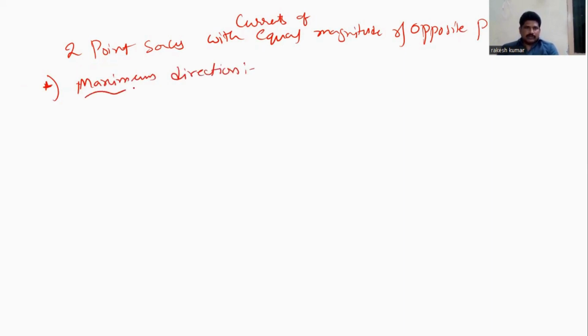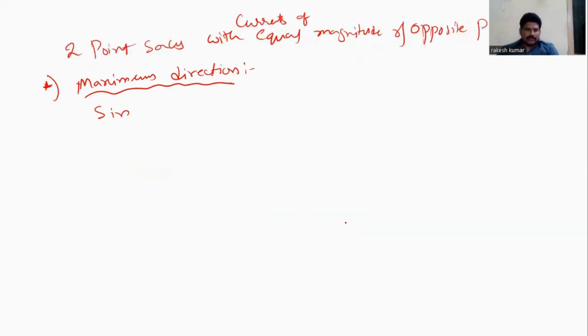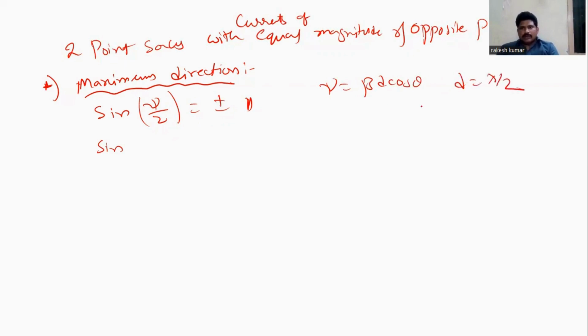Maximum direction. The condition is that the array factor, sine psi by 2, is equal to plus or minus 1. Psi means beta d cos theta. If d is equal to lambda by 2, we get sine of pi by 2 cos theta is equal to plus or minus 1.